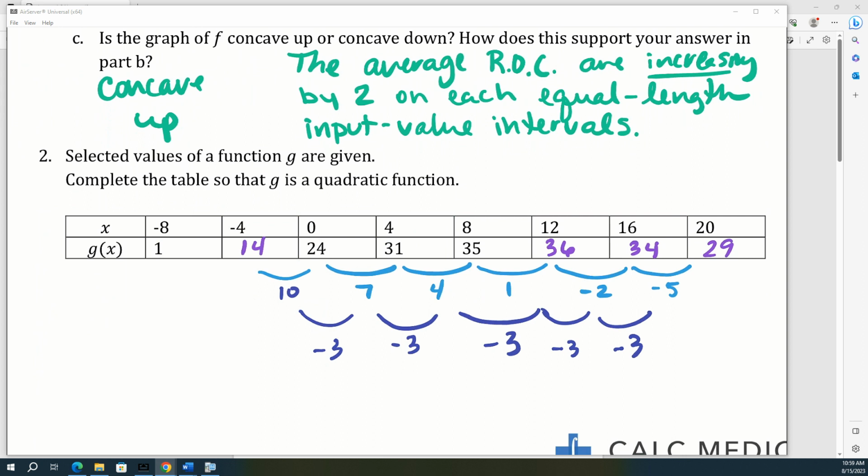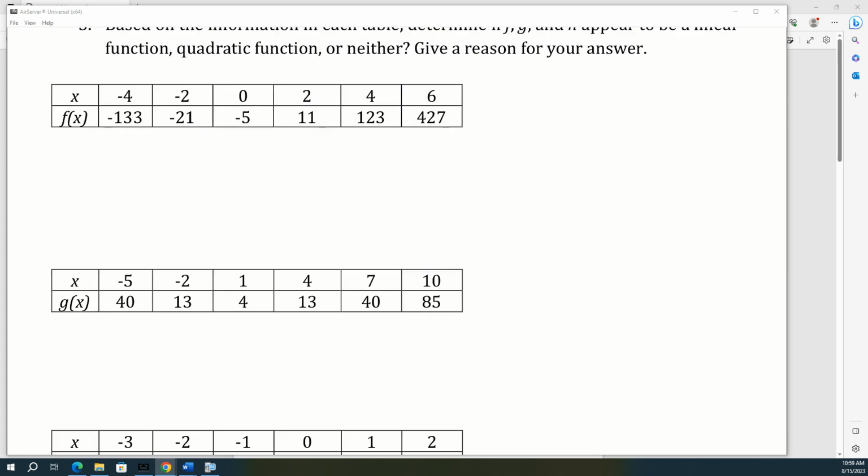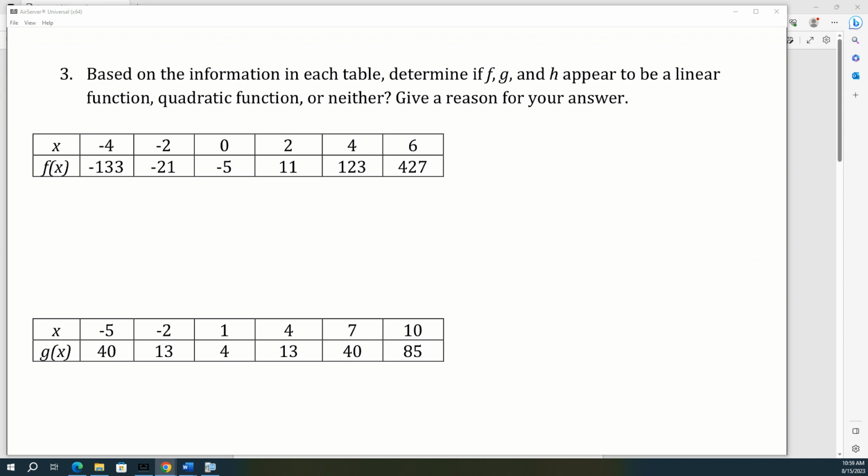Okay. We're going to do another one in a second with a graph. So if you're still a little confused, hang in there. We're going to do some more. All right. So on the back, we have some tables. We have three tables, and we're going to determine based on the table if the function is linear, quadratic, or neither. And we're going to give a reason. Our reason needs to be very specific.